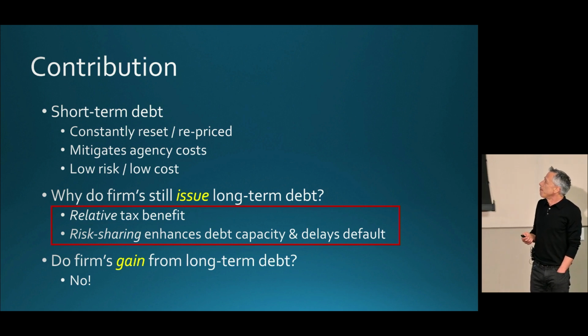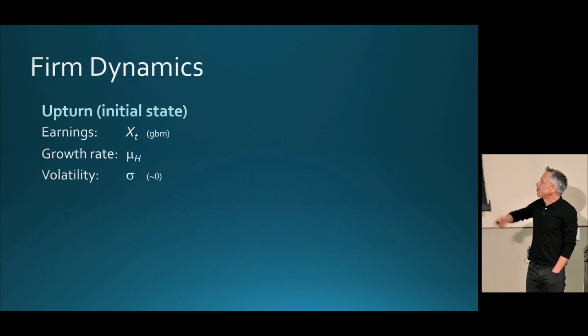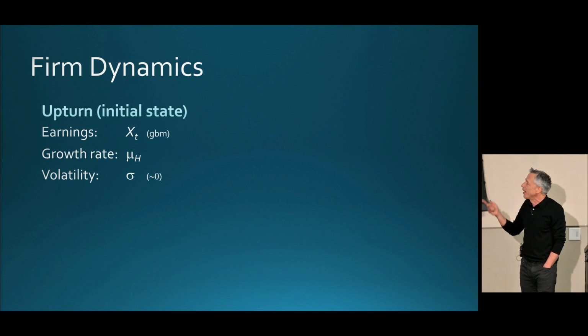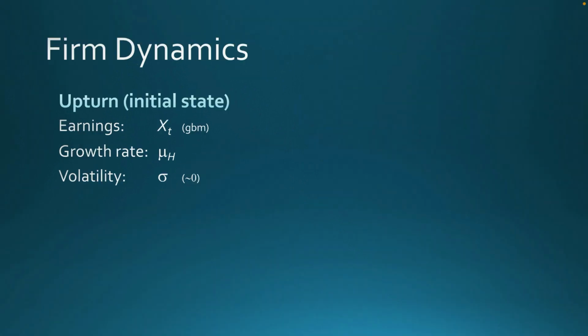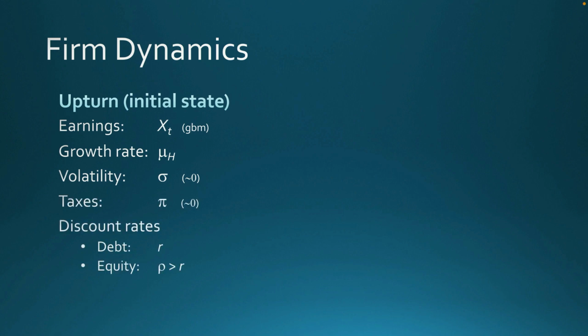Okay. All right, so what's the model? It's a very standard model. Think about a firm, geometric Brownian motion earnings, standard set up, initially in some good state. We're going to call that the upturn state. That's the initial state the firm is in. In the paper, they look at volatility, and also look at cases where the volatility is essentially zero. I won't focus too much on that here, but consider just standard geometric Brownian motion.